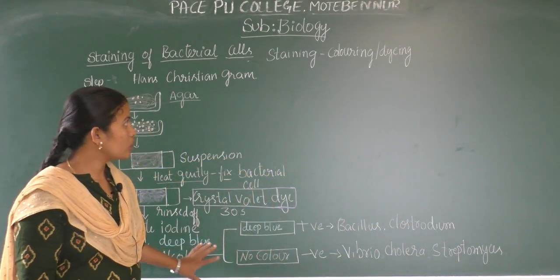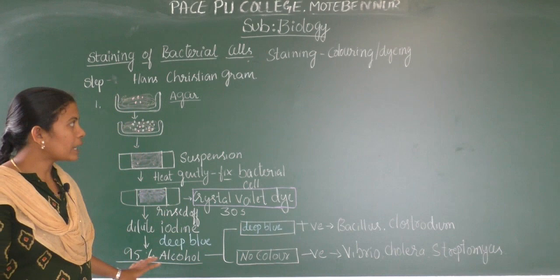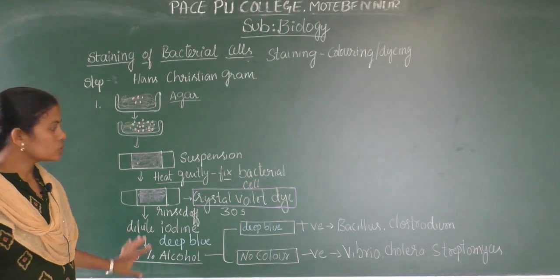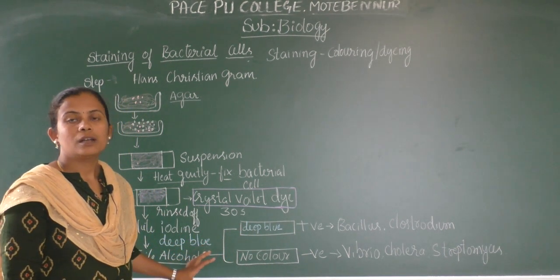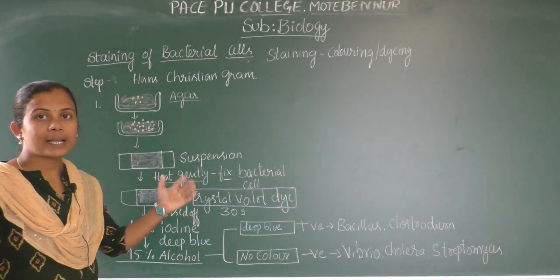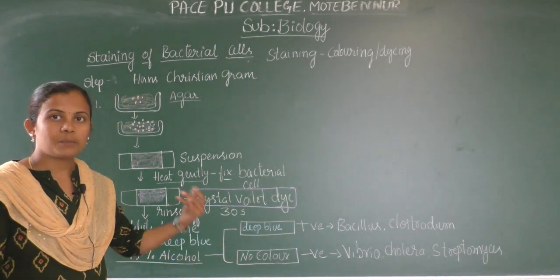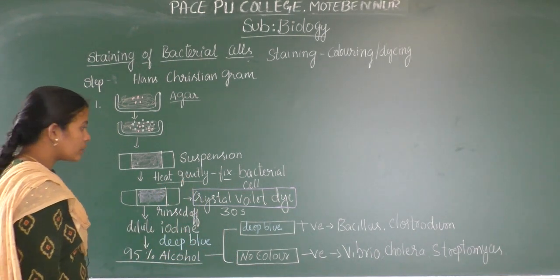Right? So this is about the staining method of bacterial cells. So write down the same thing. You are going to face a few questions on this in your CET or also in next year's syllabus. Okay? So I will drop this one.